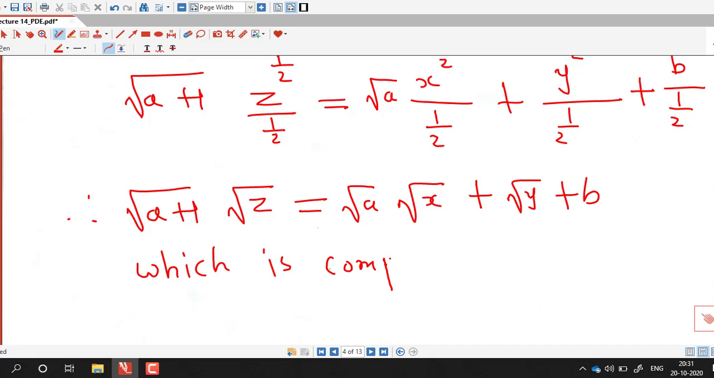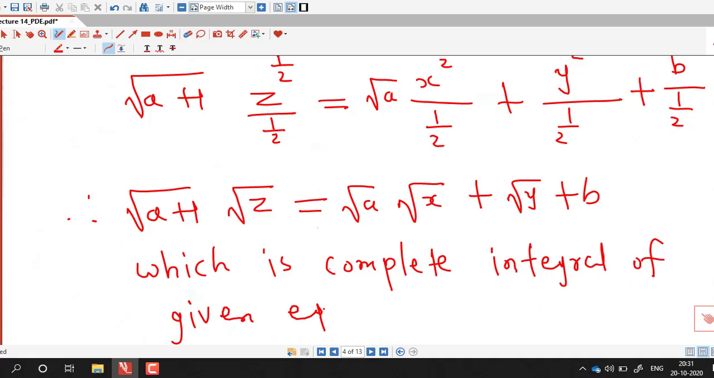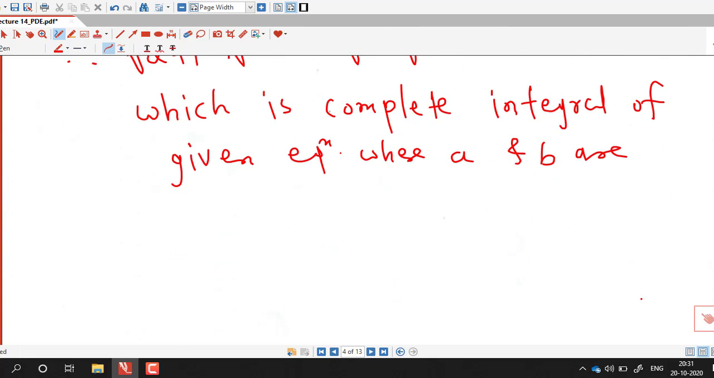which is the complete integral of the given equation, where this small a and b are arbitrary constants.